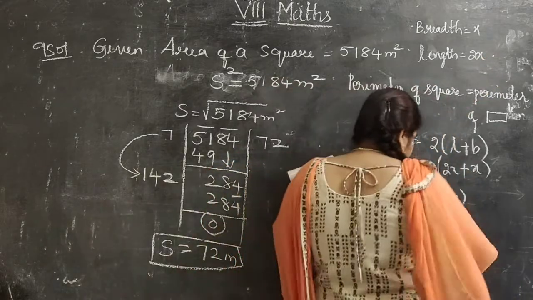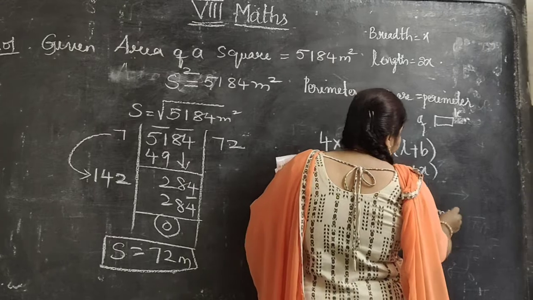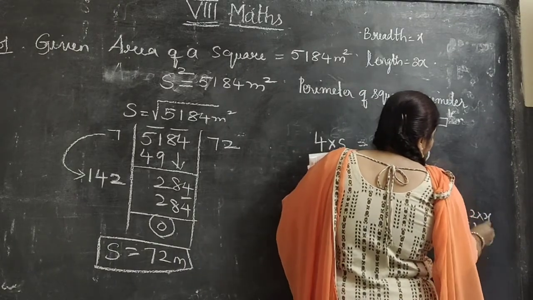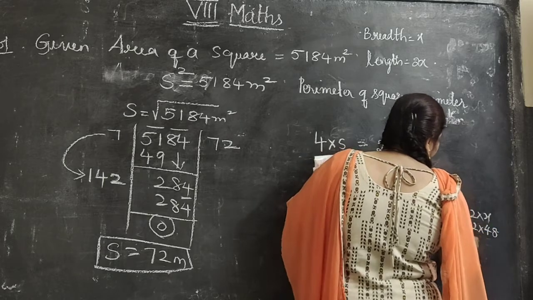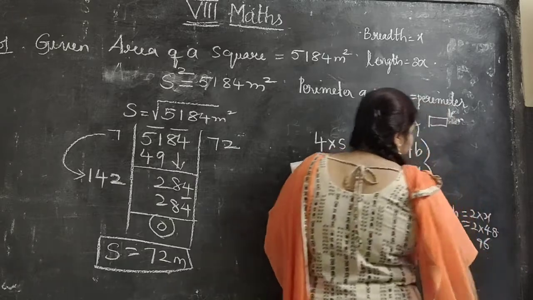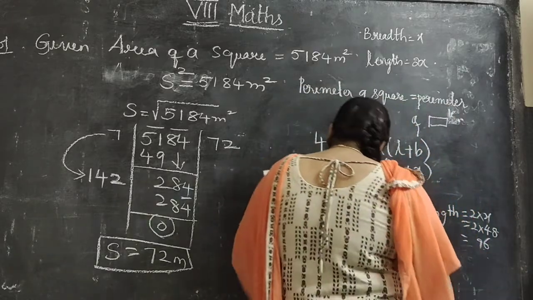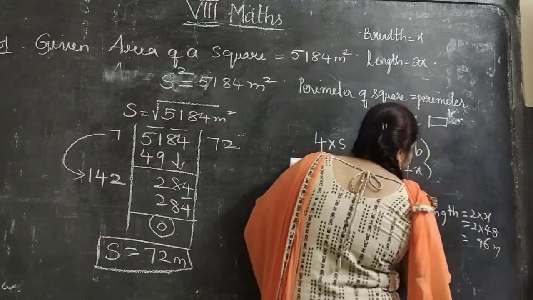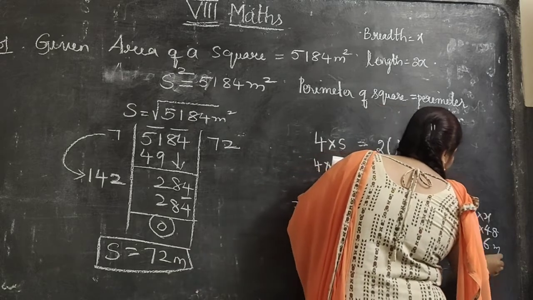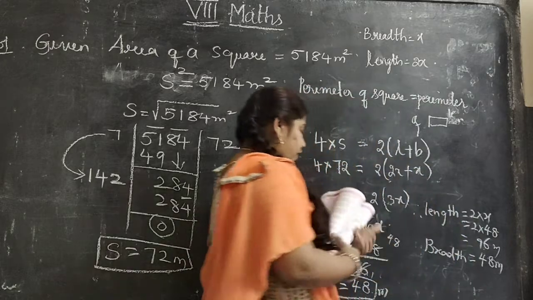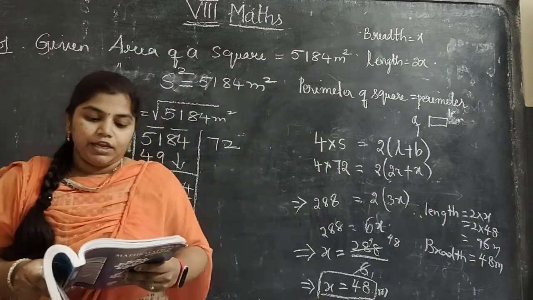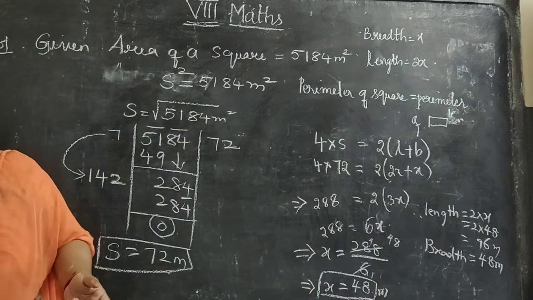So therefore, here we got the length value as 2 into x, that means 2 into 48, that will be 96 meters, and the breadth value we already got as 48 meters. Now what we have to find? We have to find the area of a rectangle.